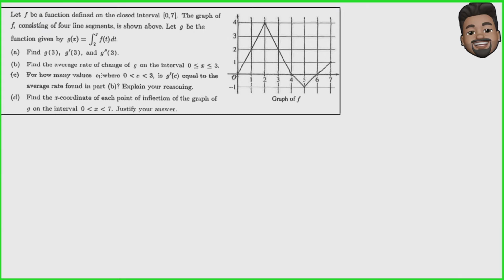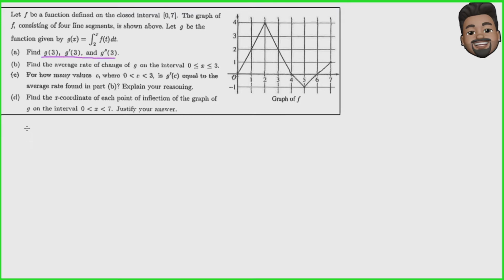Now, with the second FTC, you noticed in the previous two videos that you're either given g of x equals the integral of your function, or you're given f prime. Usually it's one of those two, and it varies every year which one they give you. Here they gave us g of x equals the integral from 2 to x of f of t dt, and we have to find these three values. So let's do them.